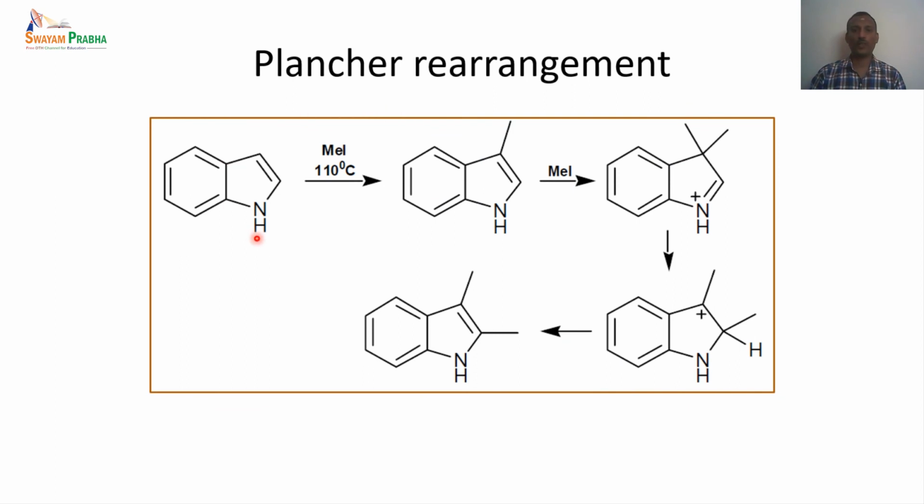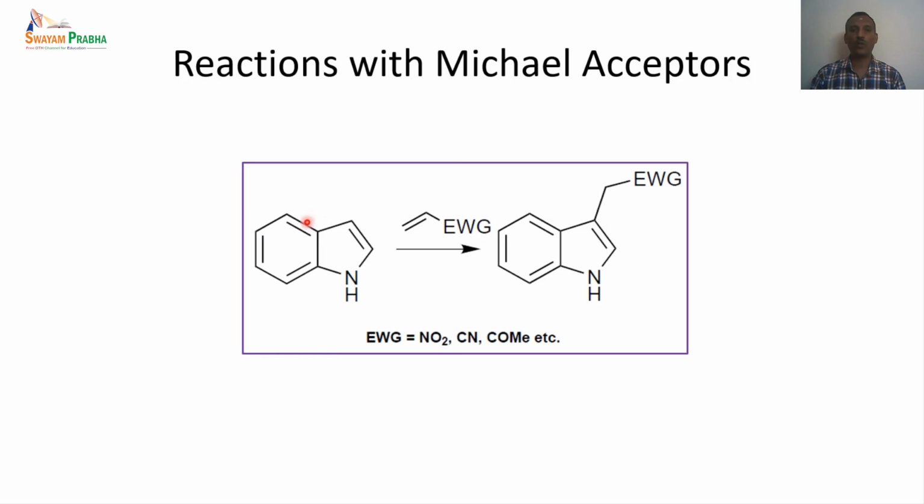Plancher rearrangement. In this particular case, indole is treated with methyl iodide at a high temperature. So the monoalkylation takes place first, followed by the dialkylation, and this dialkylation happens on the same carbon, that is the C3 unit. Then this undergoes rearrangement to give the 2 and 3 substitution as shown here. So this is another reaction of indoles. Then indole can also undergo reactions with Michael acceptors as shown here. The electron withdrawing group can be a nitro group, cyano group, or the acetyl group.